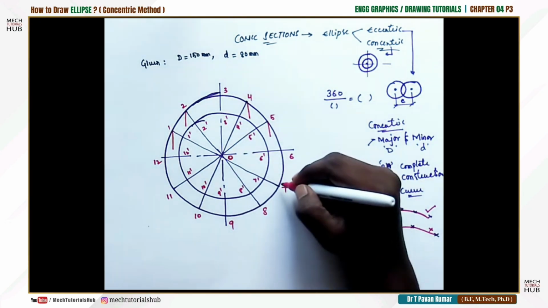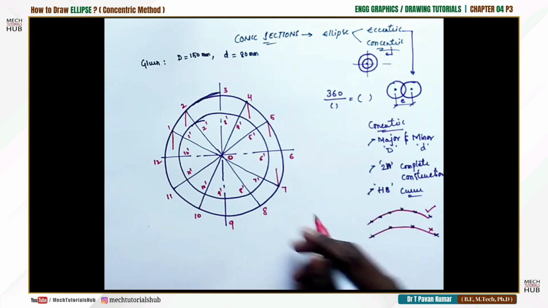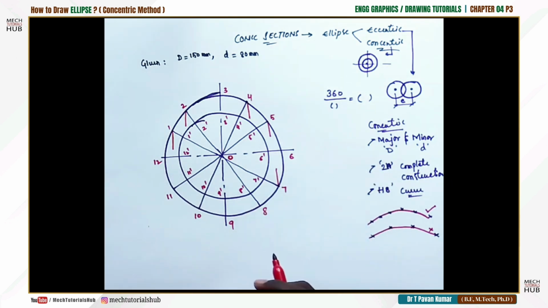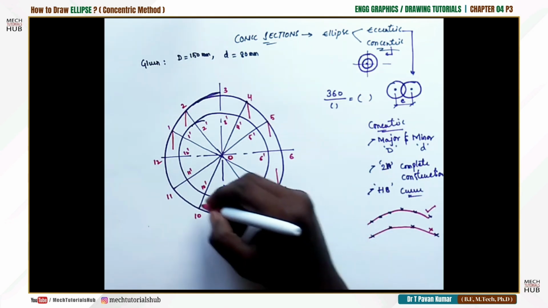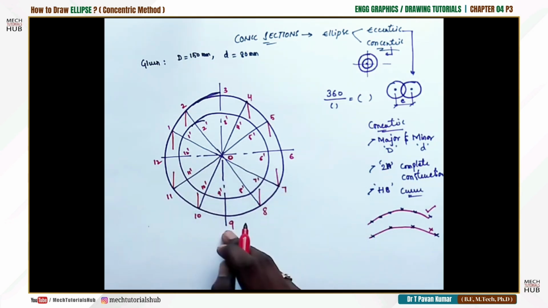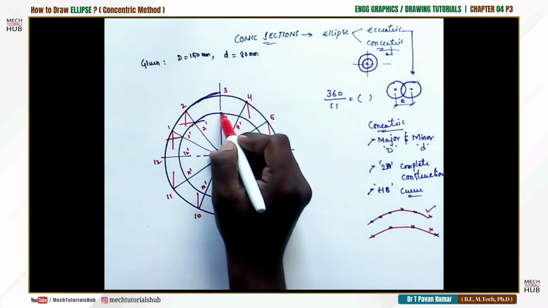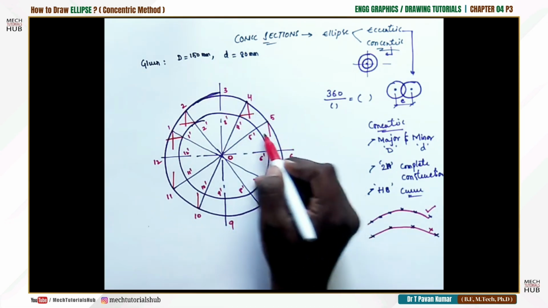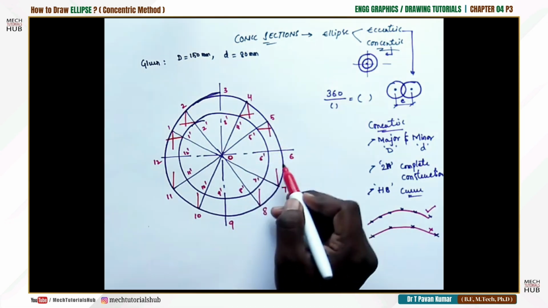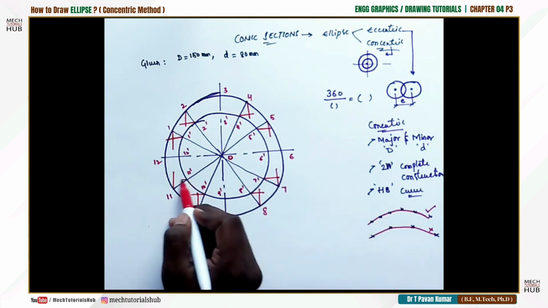So from 7, vertically inside. If I go vertically outside, then it is not possible to join the ellipse, so I'll take it up to some infinite distance, 10, then 11. For 12 also not required, for 9 also not required. Draw horizontals from 1 prime, 2 prime, 3 is not required, 4 prime horizontal, one more from 5 prime, 7 prime, 8, 10, 11.